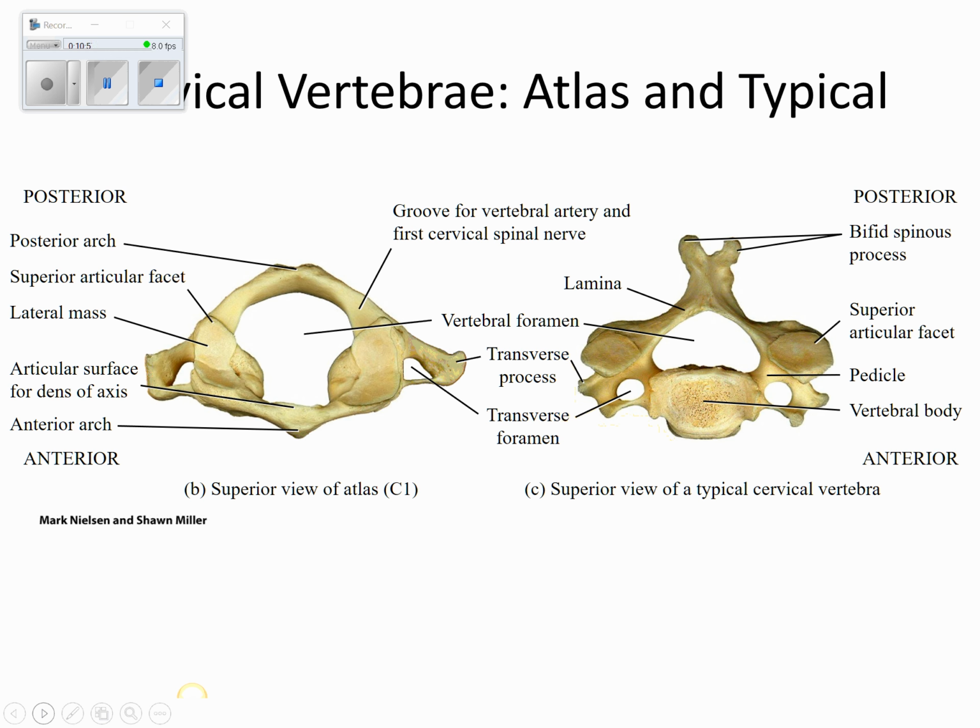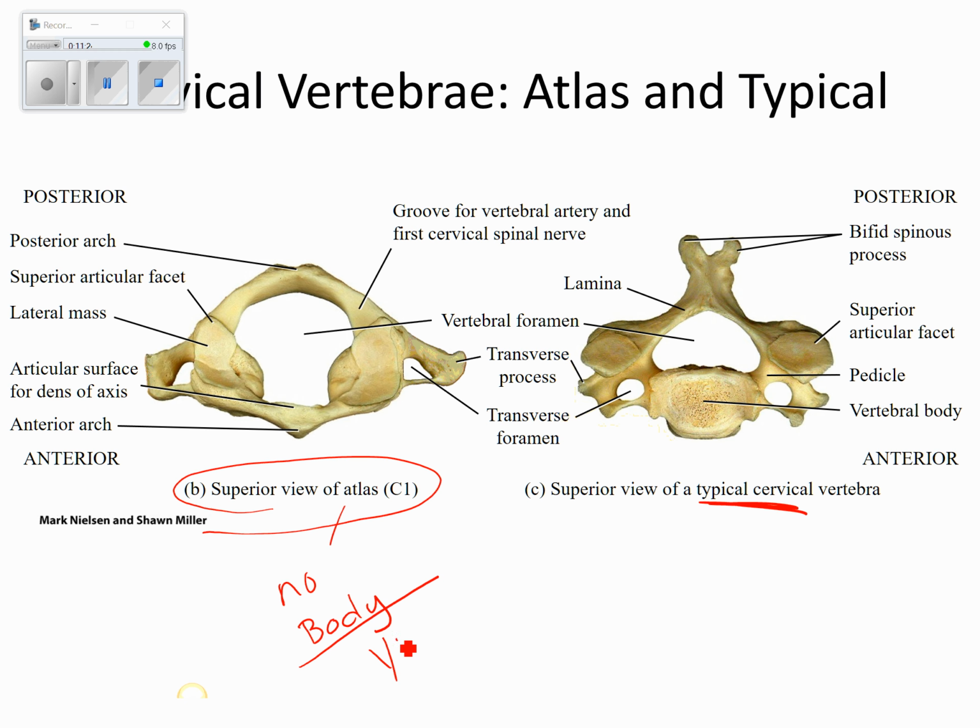Again, this right here is showing you the atlas and a typical vertebra of the cervical. So this is showing you the atlas, and this is just a typical one. This one just shows you that the atlas has no body. Also remember that your atlas allows you to shake your head up and down, so it allows you to say yes.